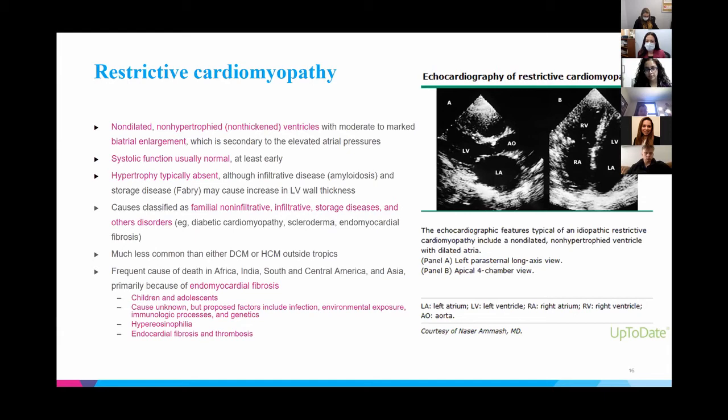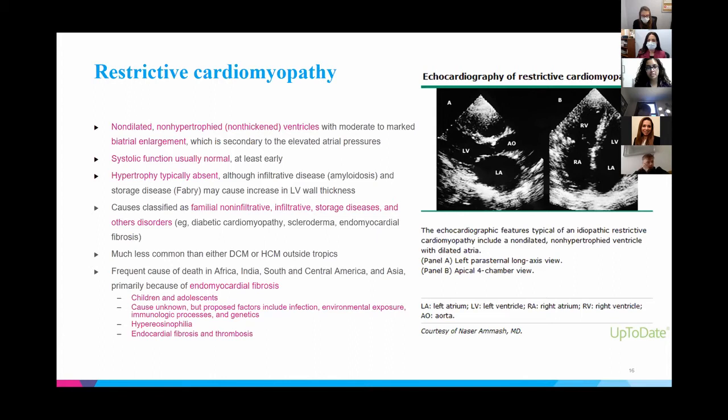Although some infiltrative diseases such as amyloidosis and storage diseases like Fabry's may actually cause an increase in LV wall thickness. So amyloid is a classic restrictive cardiomyopathy in which the LV cavity is small and the atria are large, but amyloid is also an infiltrative disease and can look like hypertrophic cardiomyopathy on echocardiogram. So it is important to do other testing, which a lot of times includes genetic testing, as well as other imaging studies to differentiate what you see on the echocardiogram.